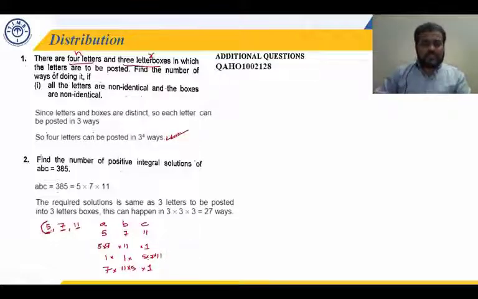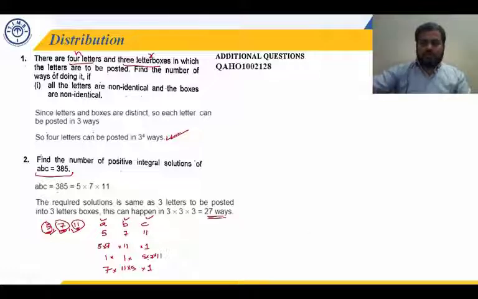So basically in this question, these three are my letters, and a, b, c, the variables in the question, are my letter boxes. So the number of ways of putting these 3 different letters into 3 different letter boxes is basically the number of positive integral solutions for this equation. I hope it is clear.